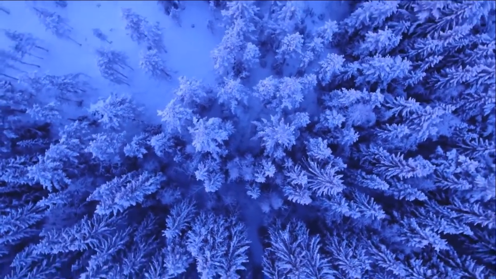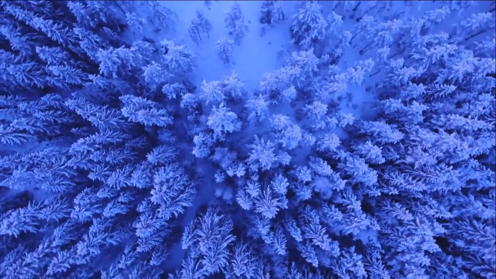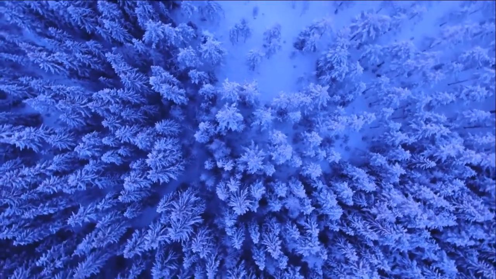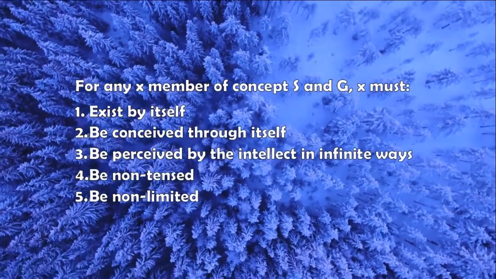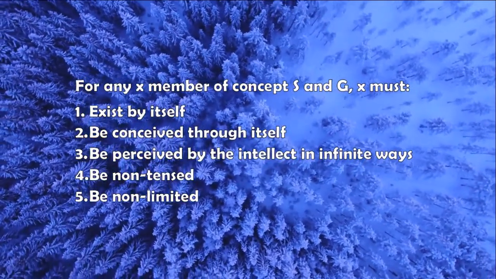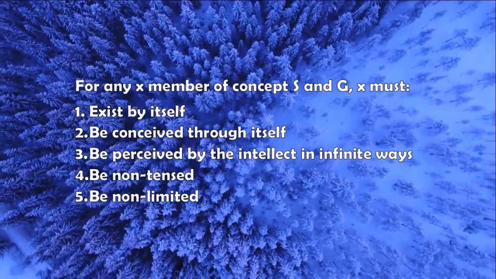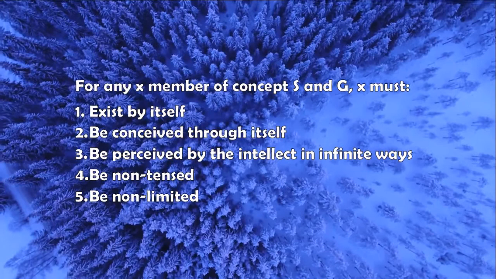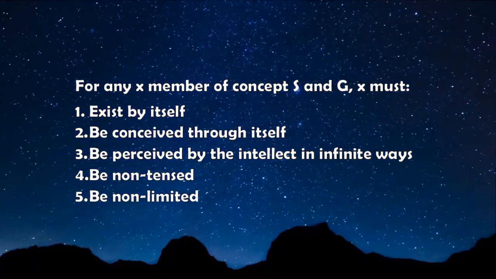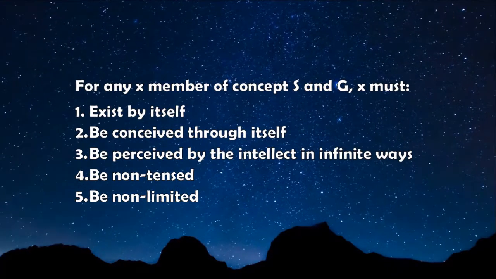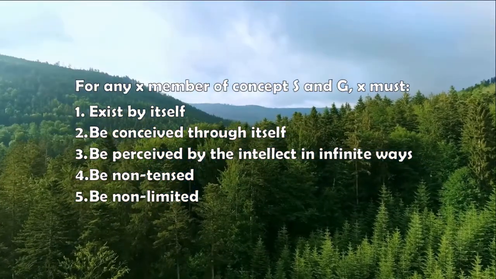So, in the end, we have substance and God as concepts with the same extension, the thing admitted in the concept. For any X member of concept S and G, X must 1. Exist by itself, 2. Be conceived through itself, 3. Be perceived by the intellect in infinite ways, 4. Be non-tensed, and 5. Be non-limited.